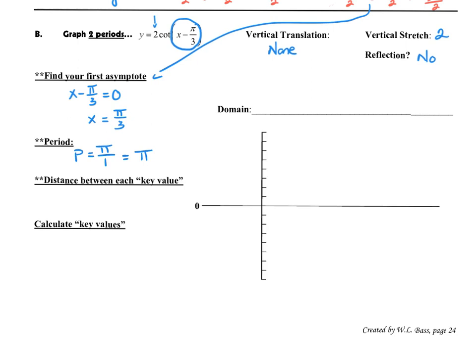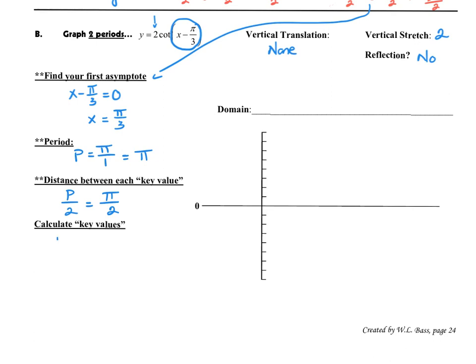Now, for the distance between the key values, just like we did for tangent, we are going to only break up our periods into 2 pieces. It'll just make things a little easier for us. We're going to take our period over 2, or in this case, pi over 2. And then we're going to find the remaining key values.